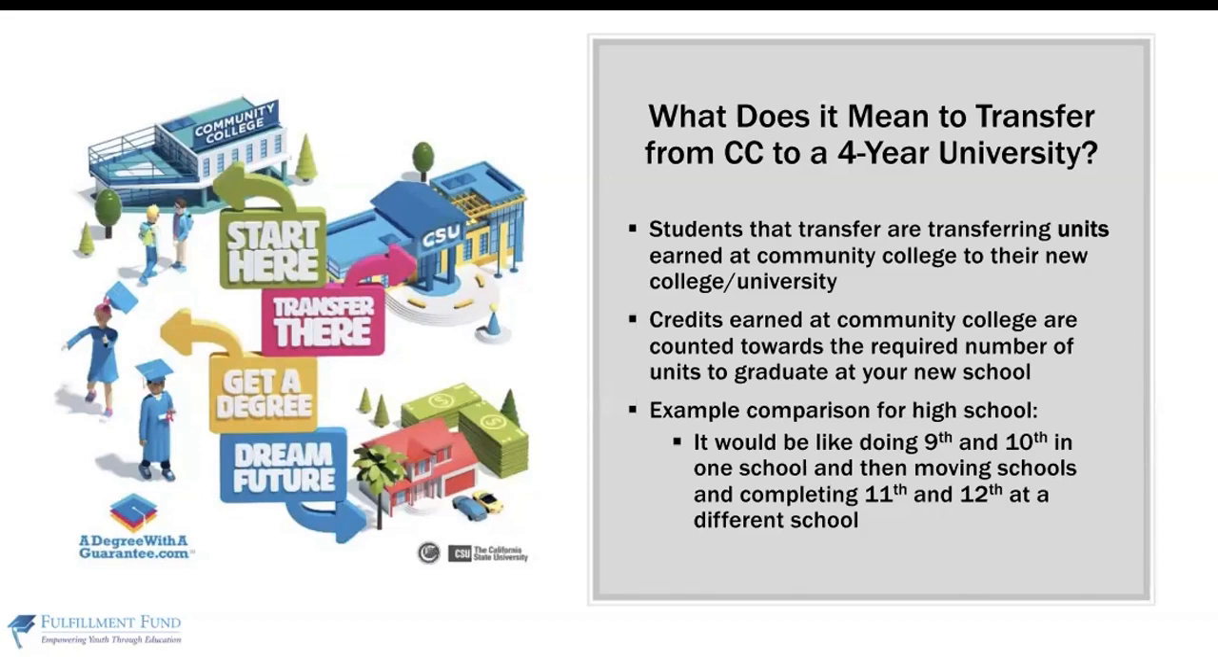So to transfer, most of the time you need 60 semester units. Keeping that in mind, you're doing half of your education, or half of your units, at the community college and the other half once you transfer to the 4-year school. If you think of a high school example, you would do 9th and 10th grade, say at one school, and then you would switch to another school to do 11th and 12th.